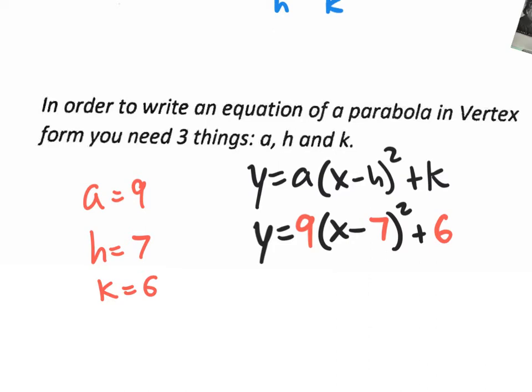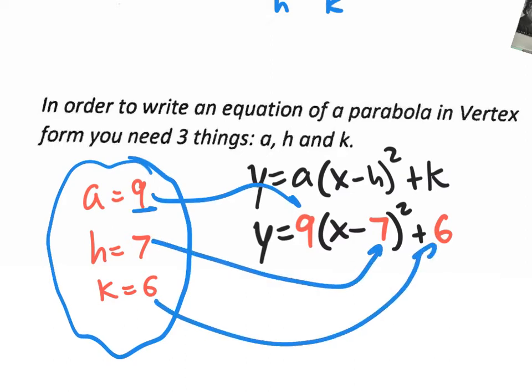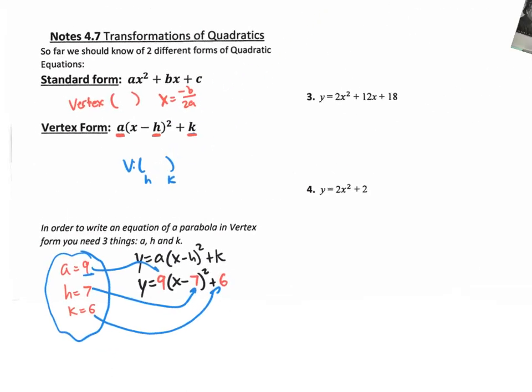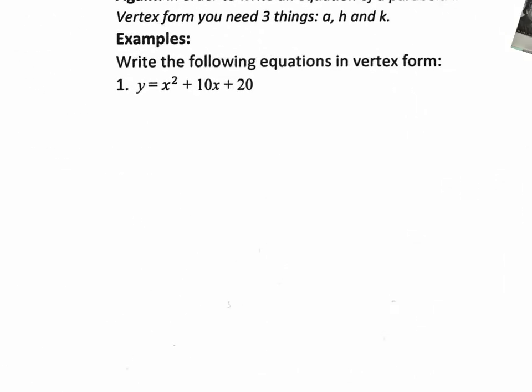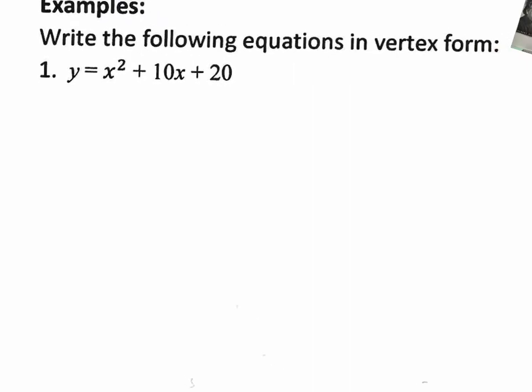So as you can see, it's super easy. If you know your a, your h, and your k, it's really easy to just take that a, put it right there where the a belongs. Take the h, put it right there where the h belongs. Take the k, put it right there at the very end where the k belongs. Easy, right? Okay, so knowing that fact, that if you have your a, your h, and your k, it's really easy to write your vertex form equation, we'll be able to convert standard form equations into vertex form equations.